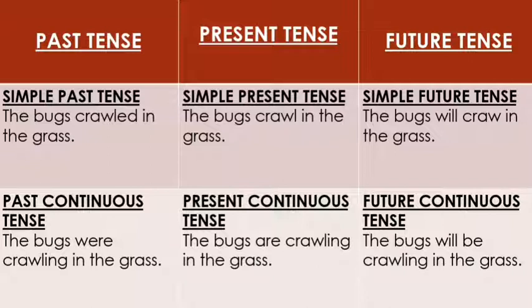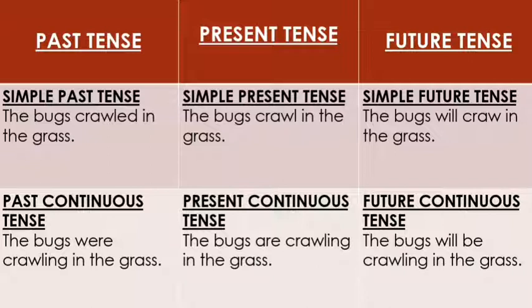In present continuous tense, the sentence is: The bugs are crawling in the grass. Bugs is plural, so that's why we have written are as the helping verb. Then we have added ing to the first form of the verb. So crawl plus ing makes crawling. And in the grass is the object. That will remain the same.